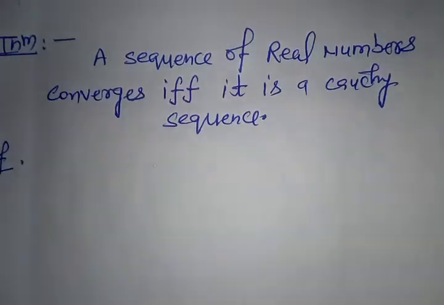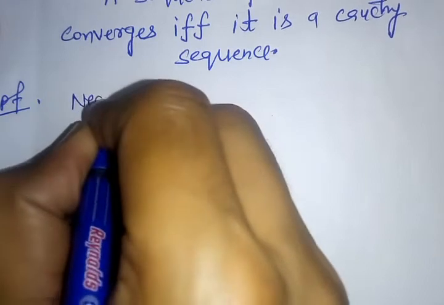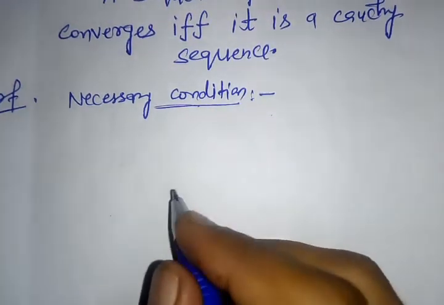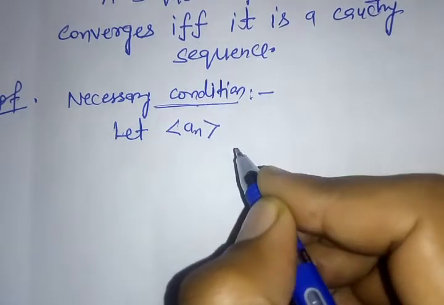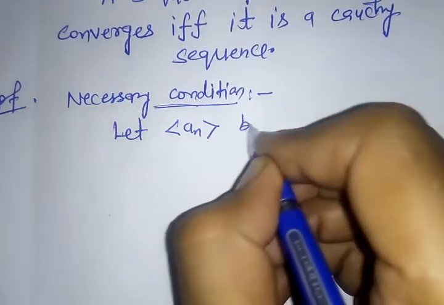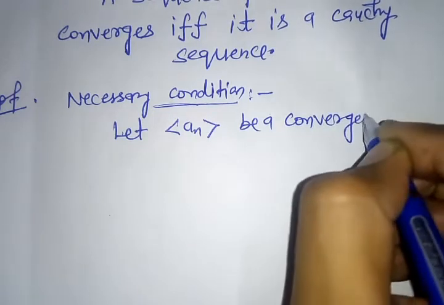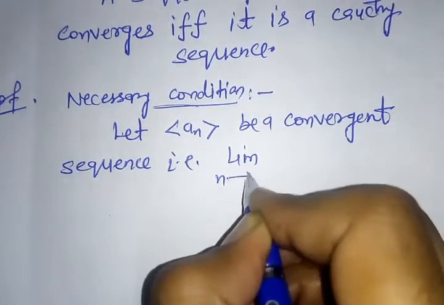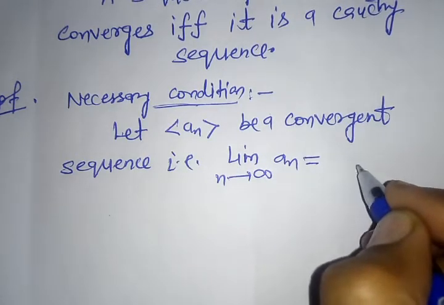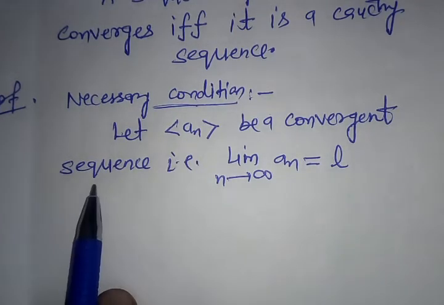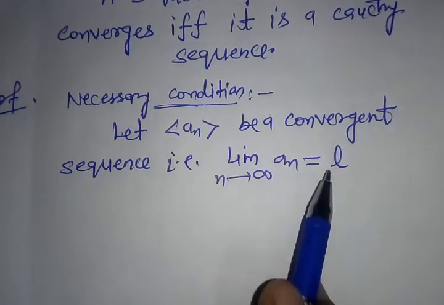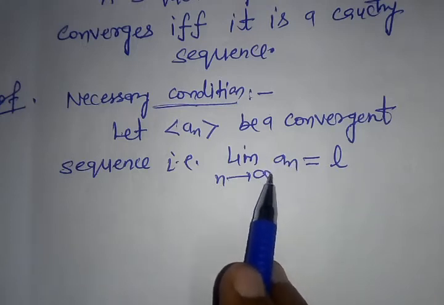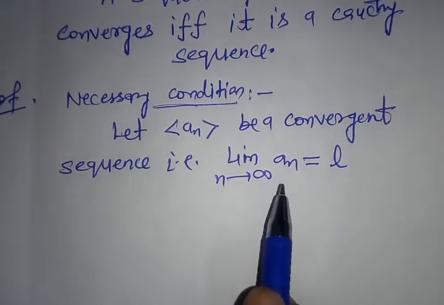Proof. Necessary condition. Let the sequence an be a convergent sequence, that is, limit n tends to infinity of an equals l. I am taking a convergent sequence, and suppose the limit of this convergent sequence is small l. Then we have to prove that the sequence an is a Cauchy sequence.